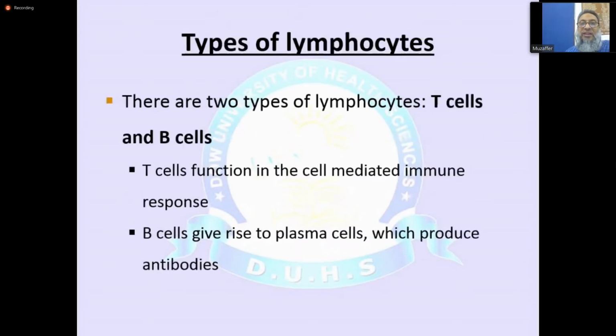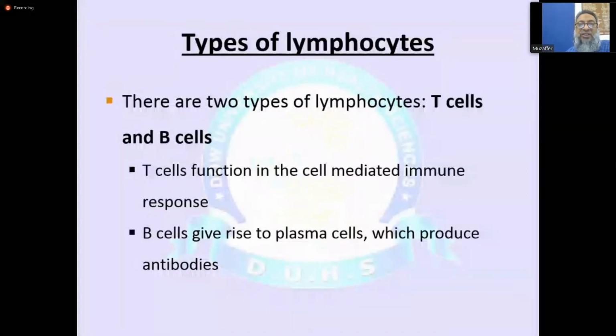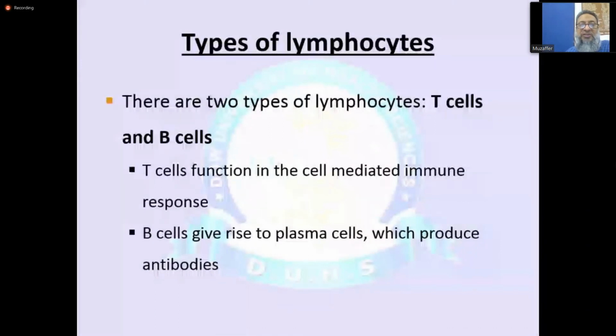Let us recall that lymphocytes are of two types, T cells and B cells. The T cells are responsible for the cell-mediated immune response, and as I have already told you, these are further divided into T helper cells, T suppressor cells, and cytotoxic cells, and each of these has a very particular function.